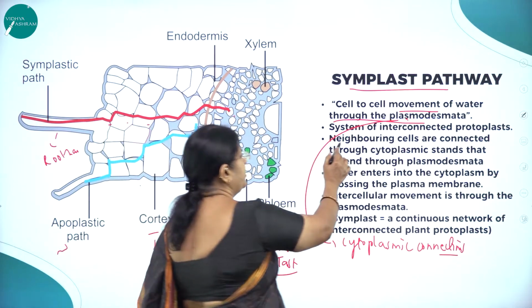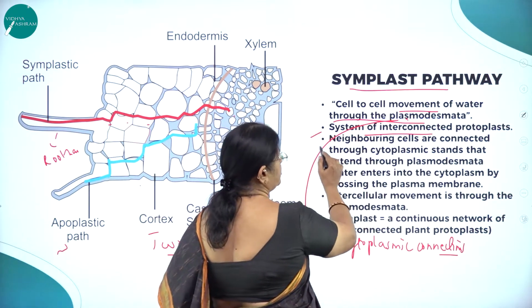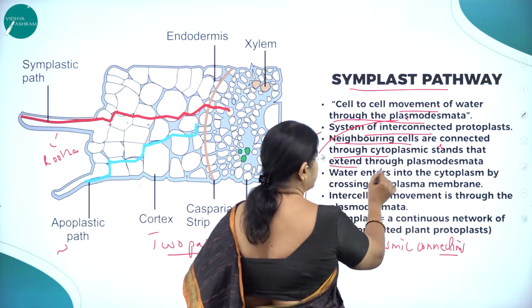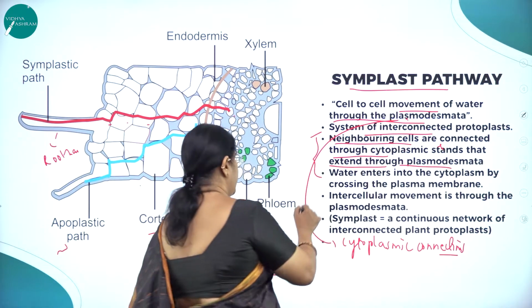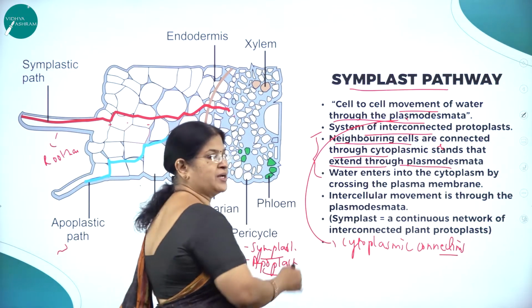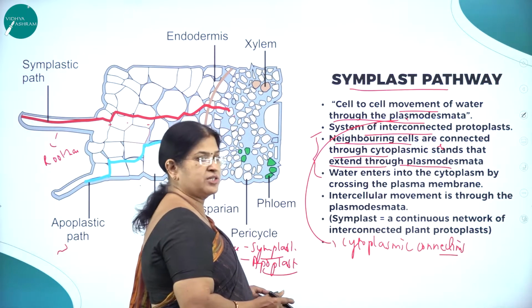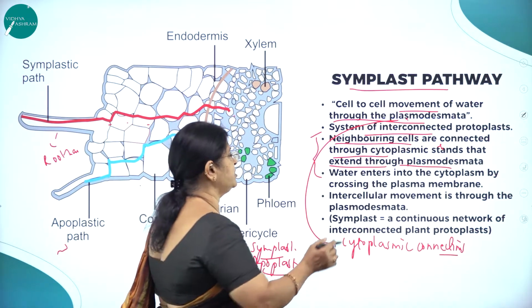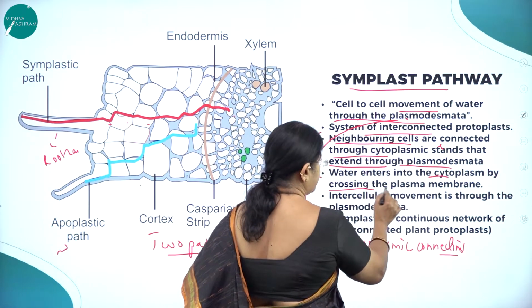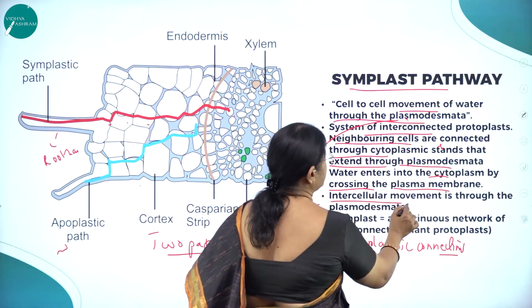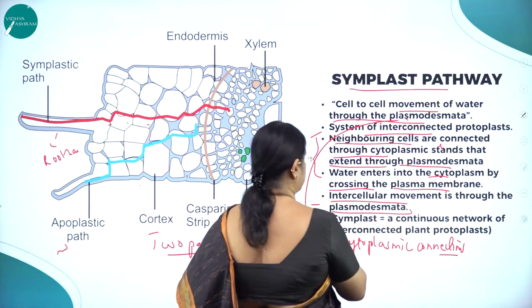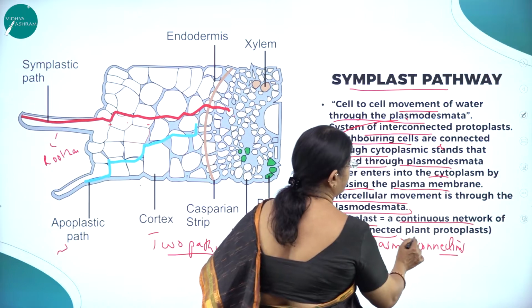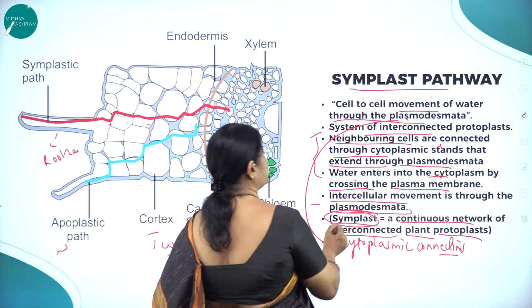So system of interconnected protoplasts. So neighboring cells are connected through cytoplasmic strands that extend through plasmodesmata. As I said, they are nothing but called what? Cytoplasmic strands or cytoplasmic connections which connect one cell with the neighboring cell. And water enters into the cytoplasm by crossing the plasma membrane. So intercellular movement is through the plasmodesmata. Symplast, as I said, a continuous network of interconnected plant protoplasts is called as symplast.